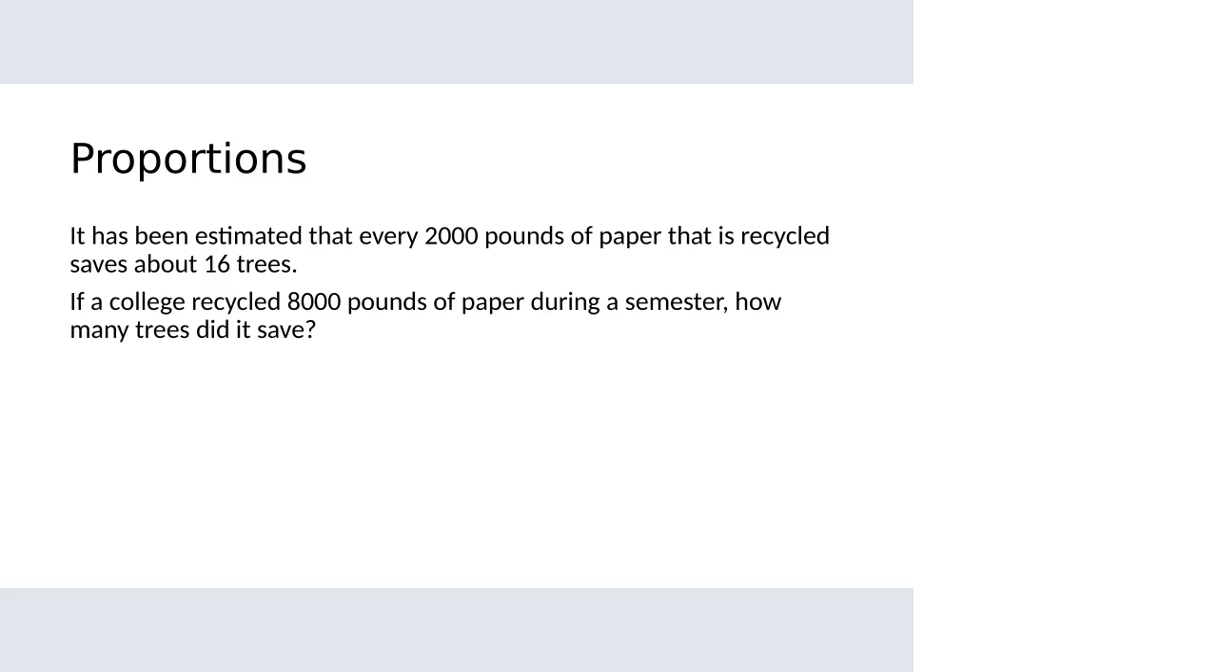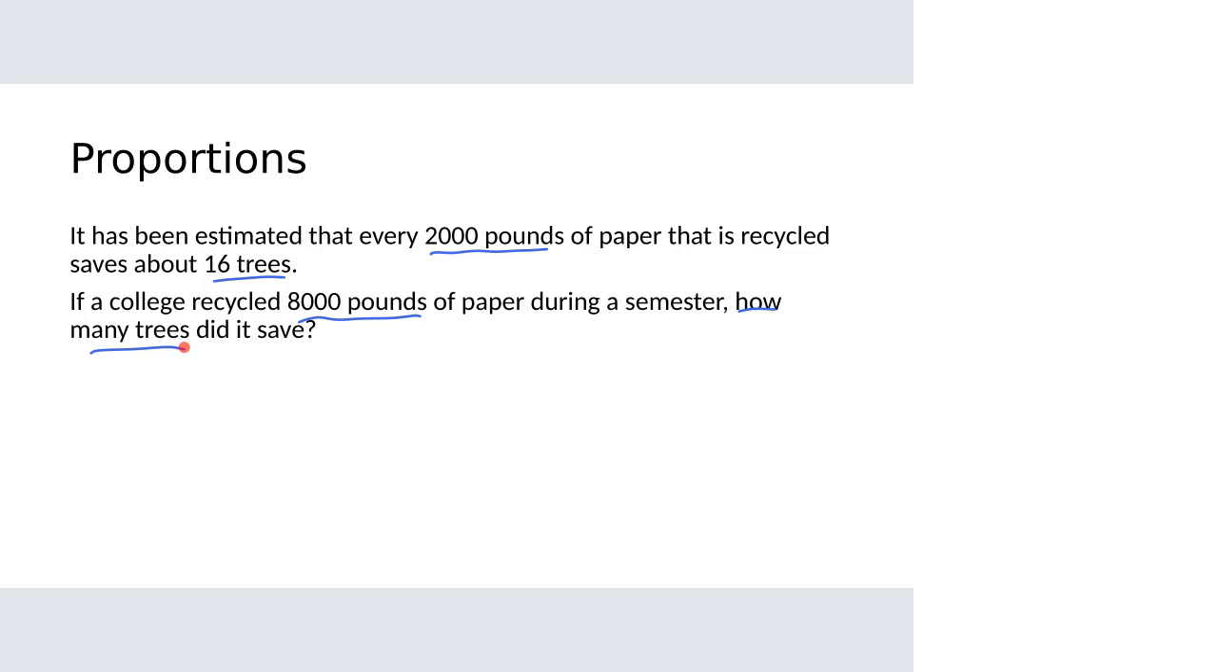All right, some more direct proportion type problems are something like this one. It's been estimated that every 2,000 pounds of paper that is recycled saves about 16 trees. If a college recycled 8,000 pounds of paper during a semester, how many trees did it save? This is very much a proportion type problem. The way to recognize that is 2,000 pounds corresponded to 16 trees. 8,000 pounds corresponds to how many trees? So it's a straightforward proportion type question.